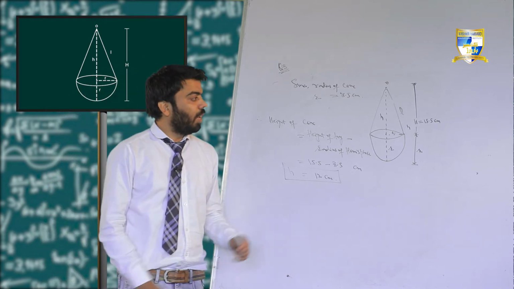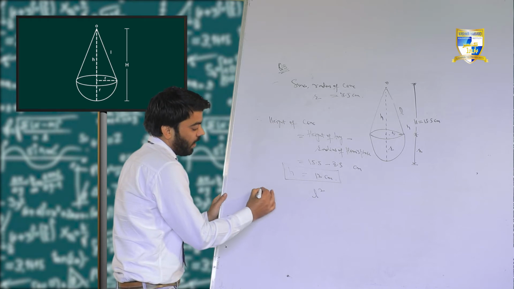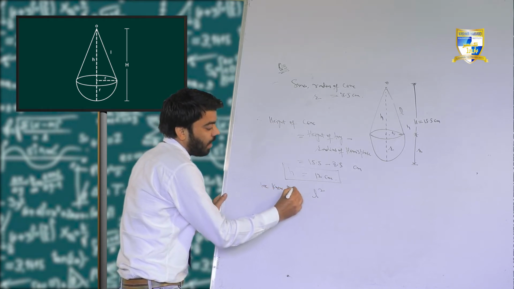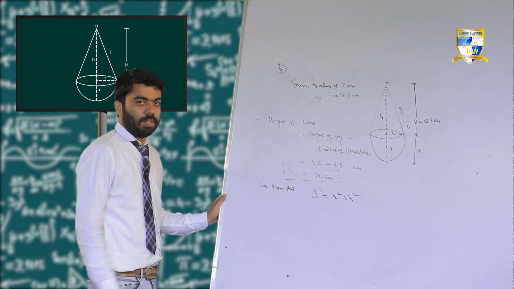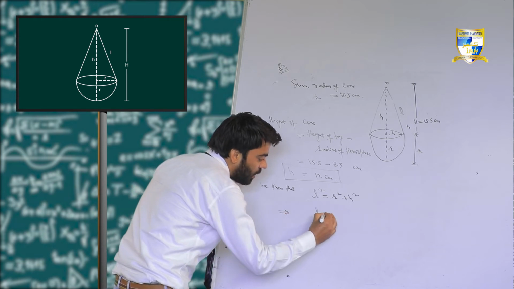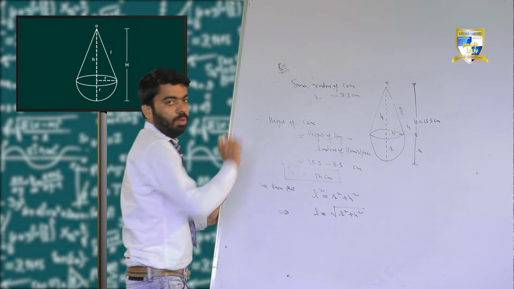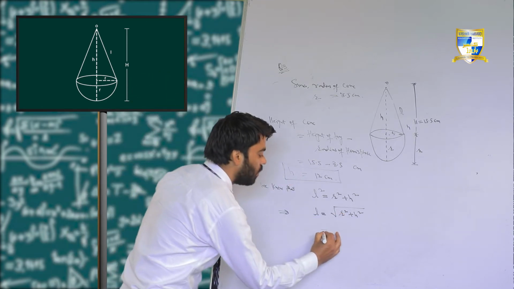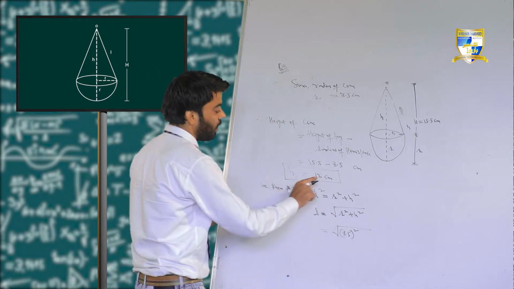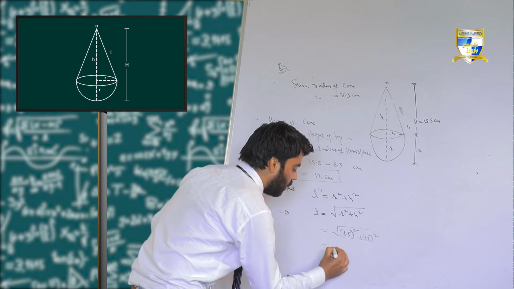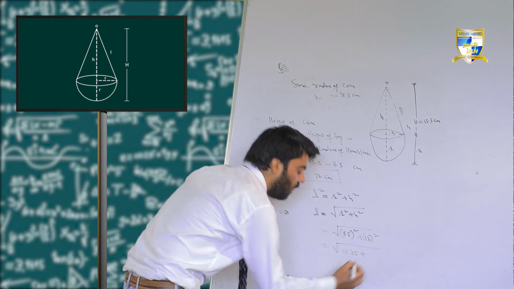Furthermore, we will now calculate this L, that's the slant height. We know that L square is equal to R square plus H square. We did this in a previous video, which implies L is under root of R square plus H square. The value of R we know, the value of H we know, so just substitute the values. That's R, 3.5 whole square, plus H, which is 12, 12 square. 3.5 whole square, what is the value of that? It's 12.25. And 12 square is 144.